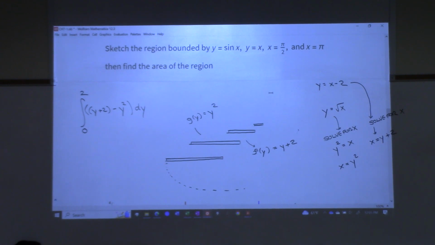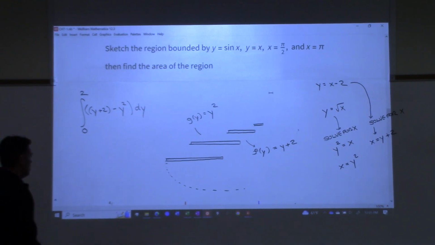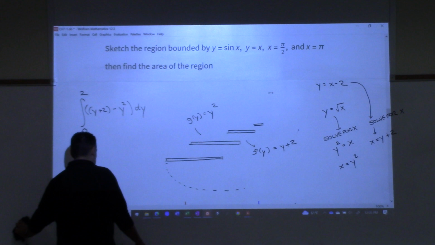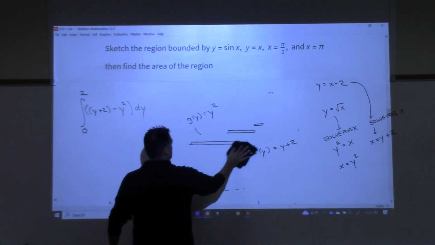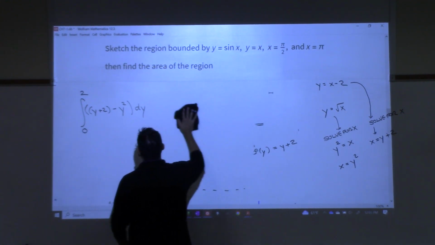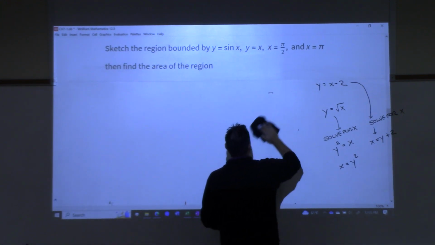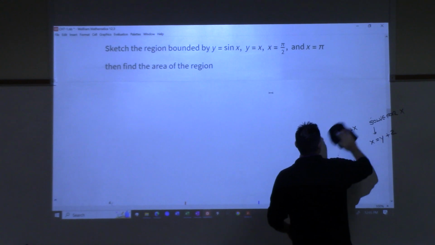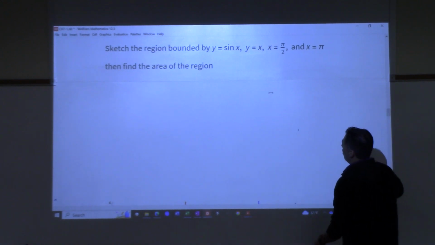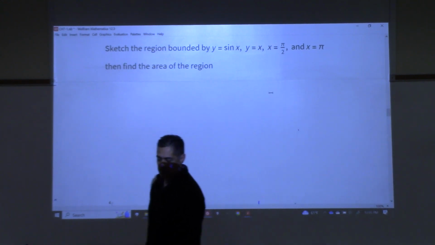Take a look at that. I'm going to go get a drink while you sit here and try to sketch that. See how much you can do without your calculator. See if you can draw that region without a calculator.